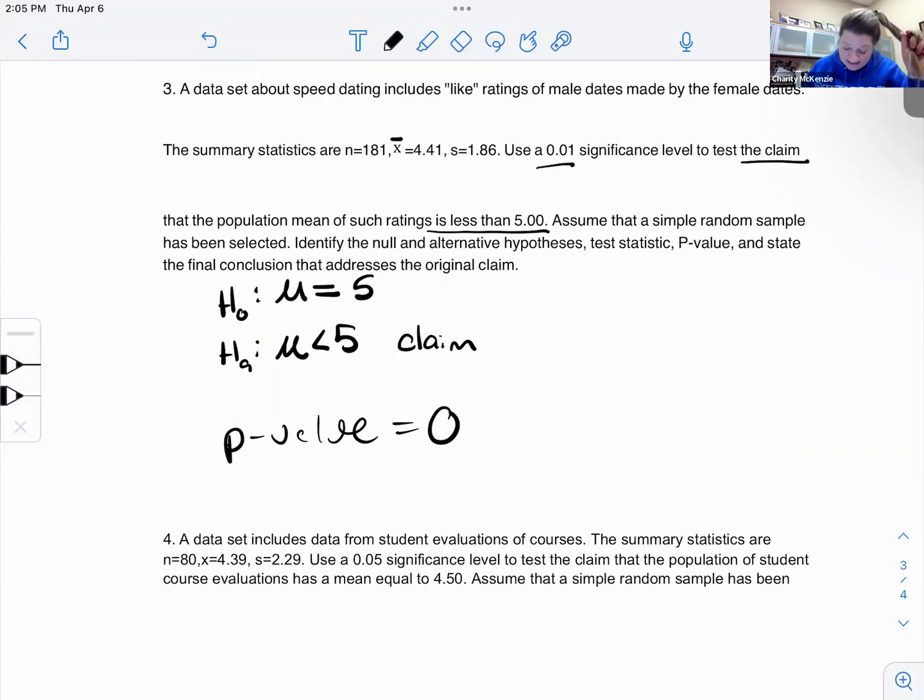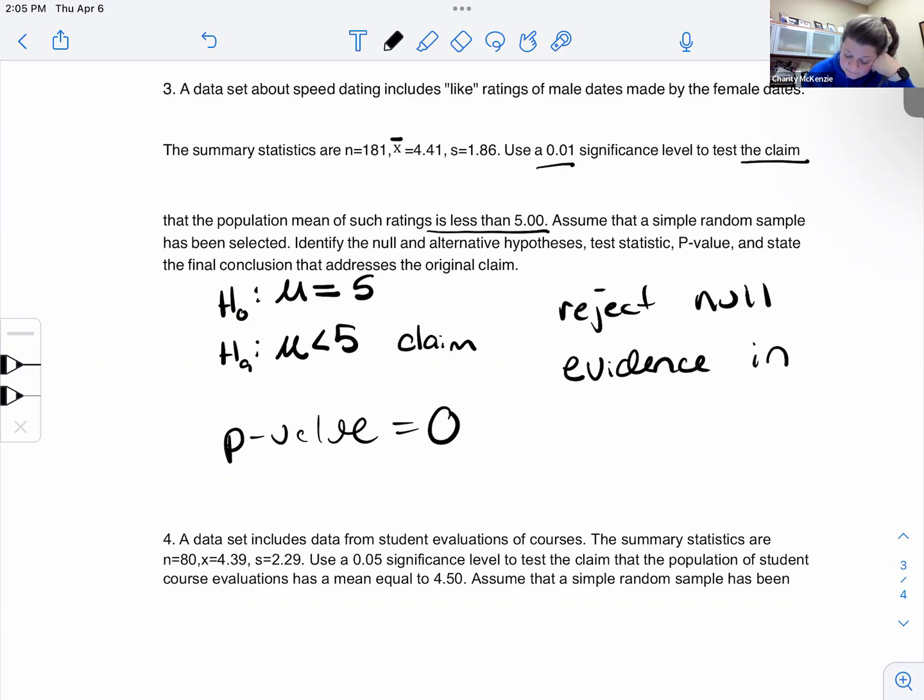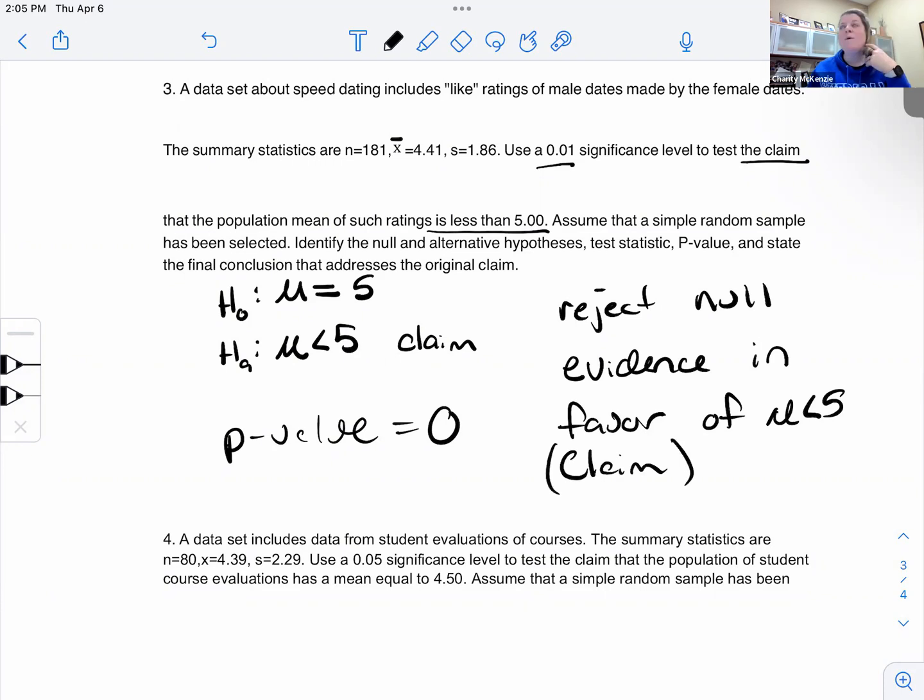So if it's low, the null must go. So reject the null. Those are our words. And we do have evidence in favor of our claim, which is the alternative hypothesis. All right.